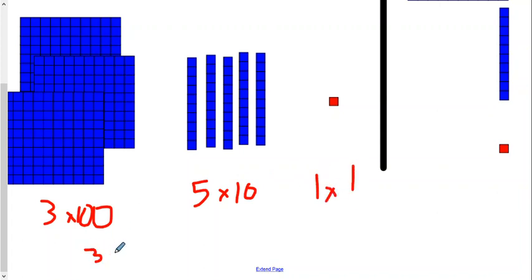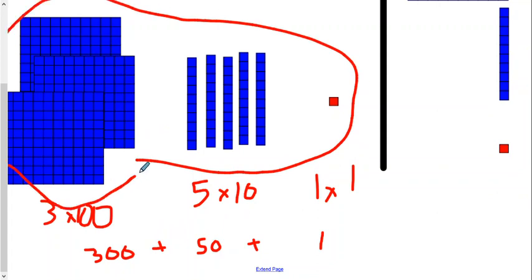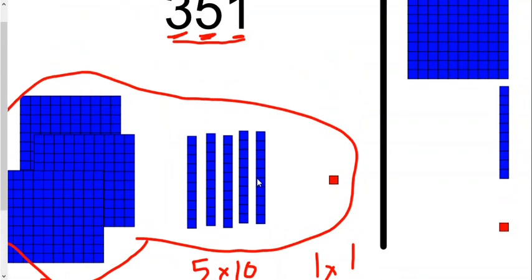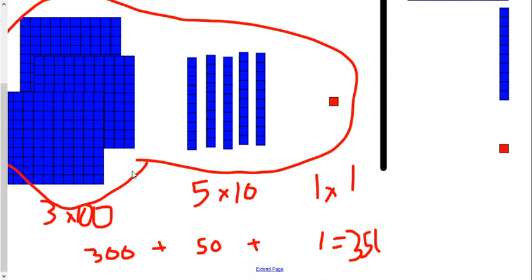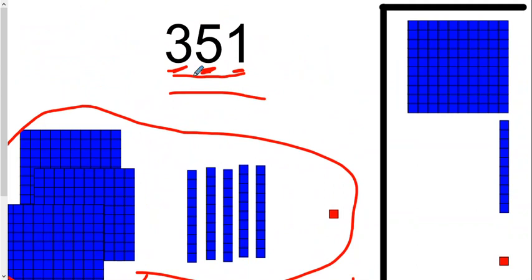Well, 3 times 100 is 300. 5 times 10 is 50. And 1 times 1 is just 1. Now when we add all these together, how many pieces of paper are there altogether in this whole space? Well, 300 plus 50 plus 1 would be 351. And that's just an easier way to think about physically how many pieces of paper are in this many. And we see that each place value is represented by being 10 times greater than the place value to its right, or 10 times smaller than the place value to its left.